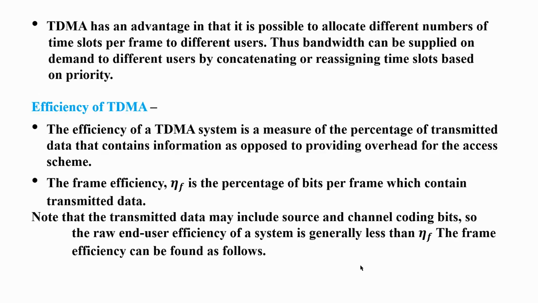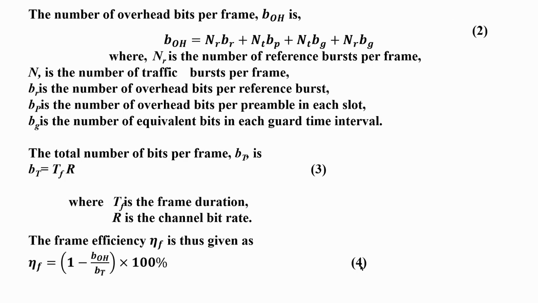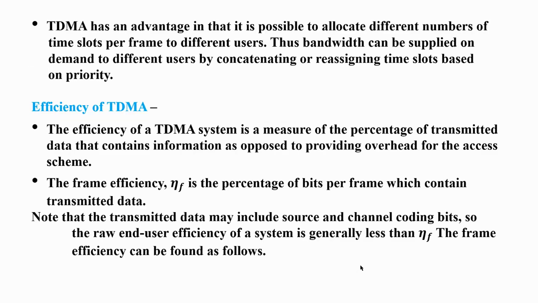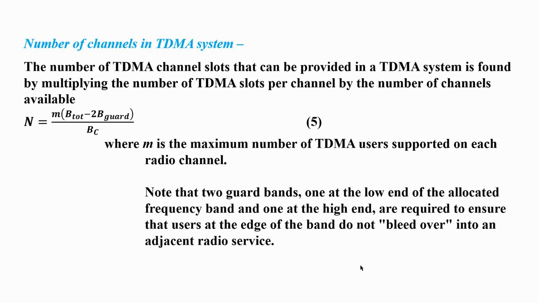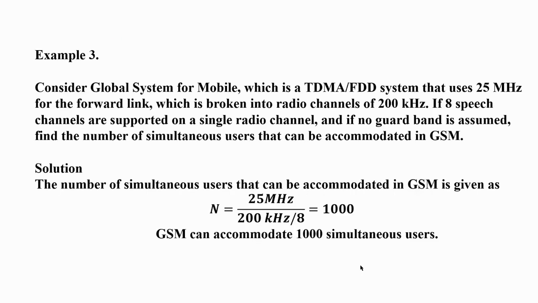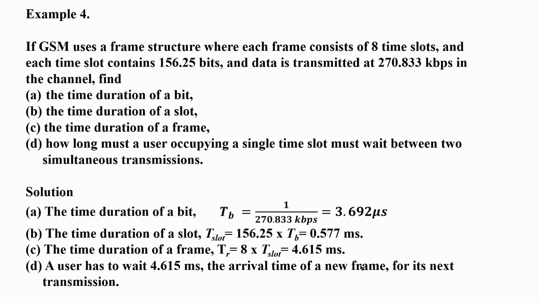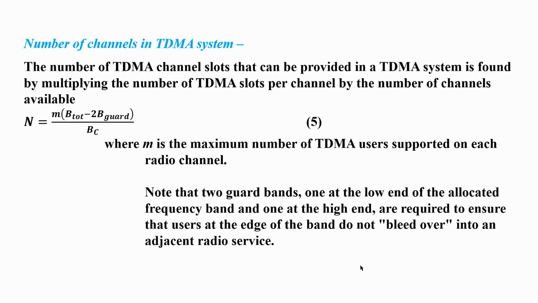The efficiency of TDMA can be calculated using the number of information bits transmitted through a single frame, and that defines the efficiency of the TDMA system. Using this formula we can calculate the number of bits which can be transmitted using a TDMA system. This is the summary of the TDMA system. So thank you.